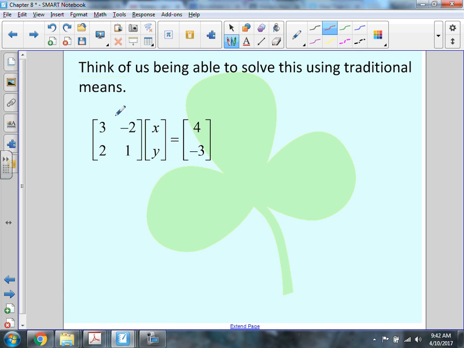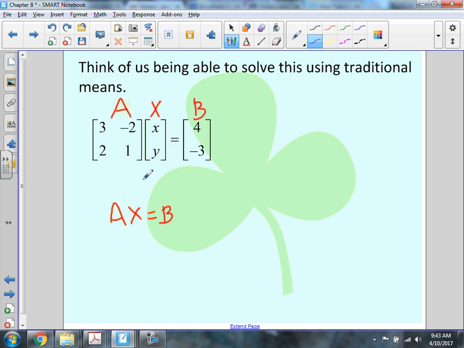So the way we solve it is we call this matrix A. We call this matrix X because it's our variable matrix, and we call this matrix B. So if I gave you the equation AX equals B, and you were asked to solve it, you would say, oh, I'll just divide both sides by A, and I'll get X equals B over A. Well, that's okay with normal numbers, but as I said the first day we talked about matrices, you can't divide by a matrix. So let's get rid of that.